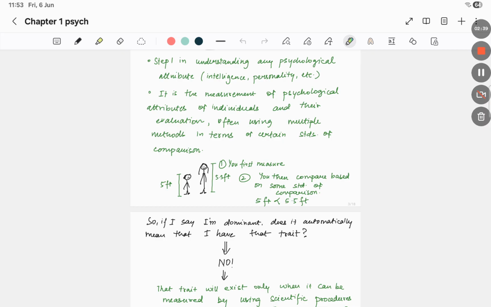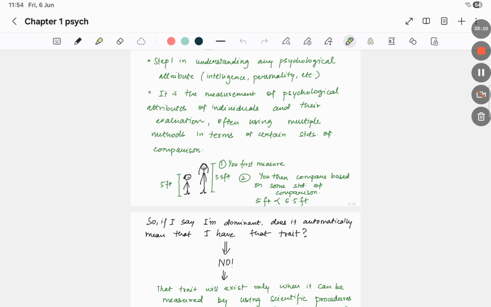Okay, so what is assessment? It is a measurement of psychological attributes of individuals and their evaluation. How do you do it? You use multiple methods in terms of certain standards of comparison. So I'll give the example of height, and then we'll draw from that. So let's say I am 5 feet, my friend is 5.5 feet. Okay, so how do I know I'm shorter than her? I first measure each of our heights, right? So I come out to be 5 feet, she comes out to be 5.5 feet.